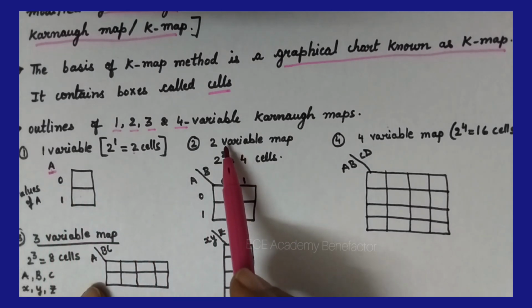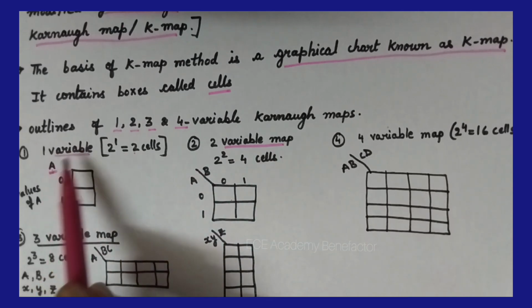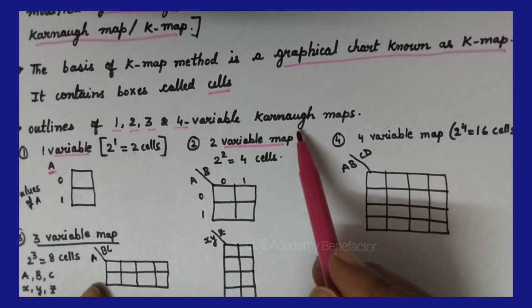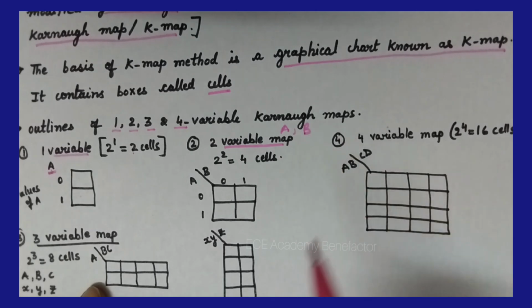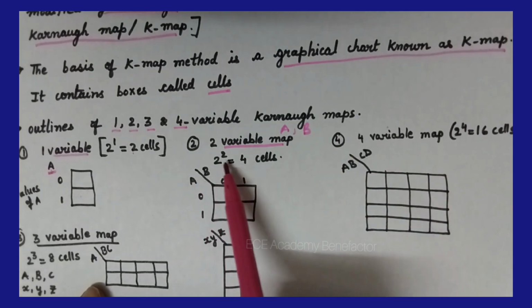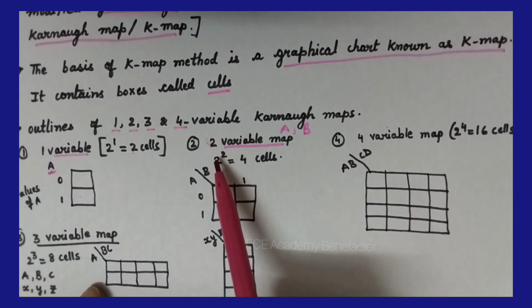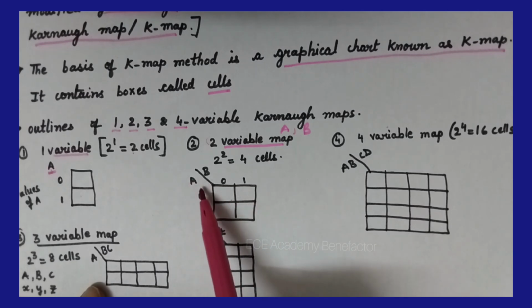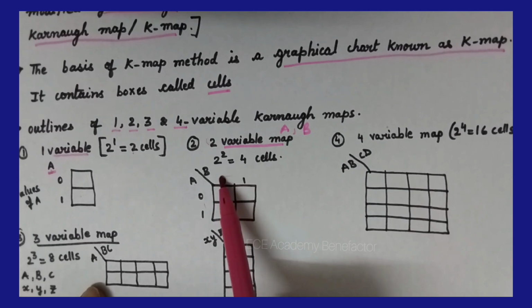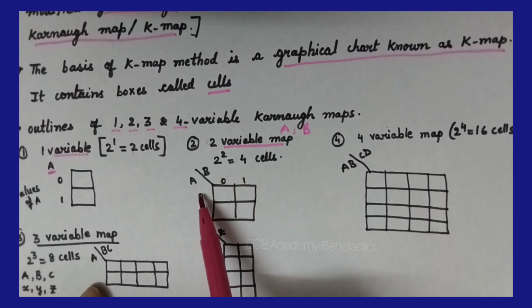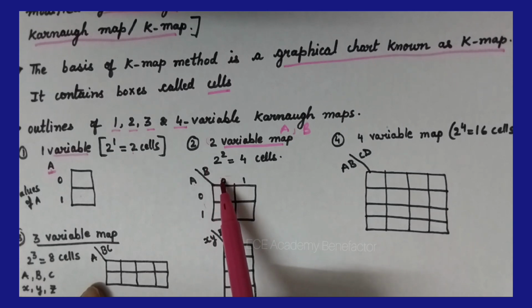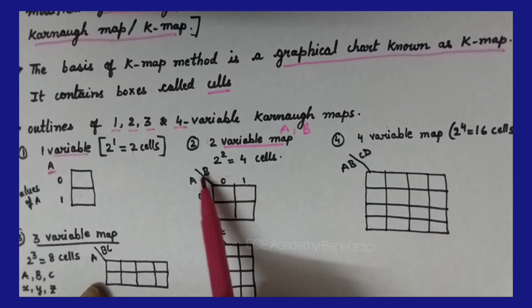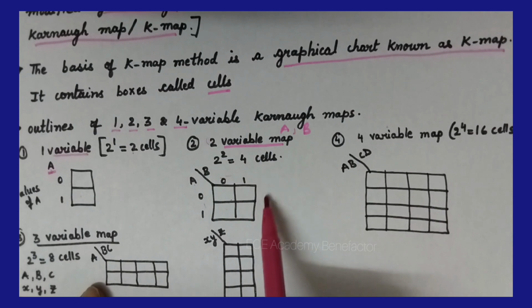Now see the 2 variable K-map. This was one variable A. For the 2 variable K-map, the variables are A and B. So it is 2 to the power n, where n means 2 here. 2 to the power 2 means 4 cells. So 1, 2, 3, 4 cells are there. These 2 belong to values of A and these 2 are the values of B. So A has value 0, 1. B has value 0, 1. So this is how we draw the outline of a 2 variable K-map.